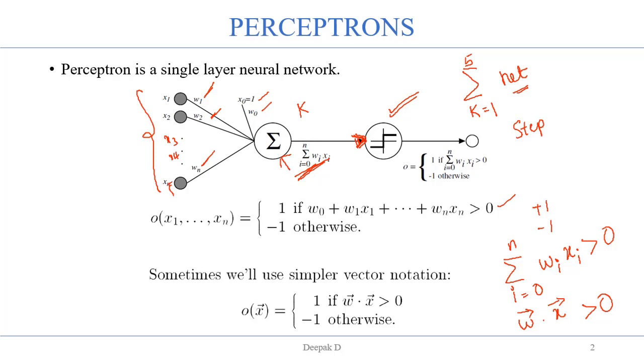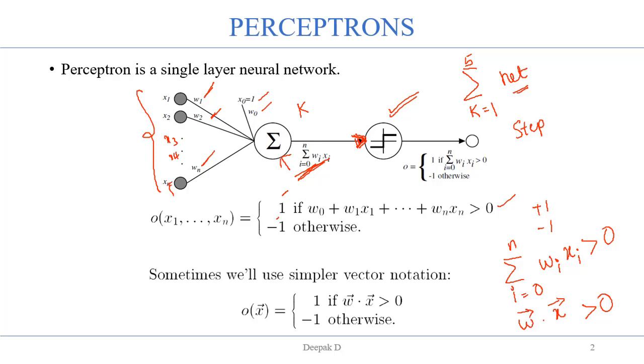I hope you have understood. In short, the output of this perceptron has to return either +1 or -1. It returns +1 if the linear combination of the inputs along with the weights is greater than our threshold value. If it is less than our threshold value, then it returns -1. I hope you have understood this.